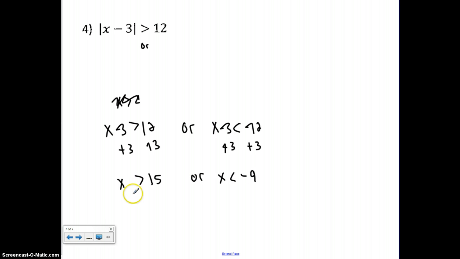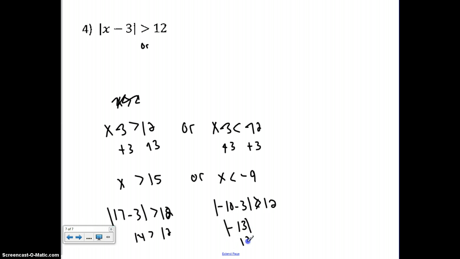So if I choose any number that's larger than 15, it will make the inequality true. For example, if I choose 17, 17 is larger than 15. So if I do the absolute value of 17 minus 3, it should be larger than 12. Well, 14 is larger than 12. That's true. If I choose any value that's smaller than -9, it will make the inequality true. So if I choose -10, if I do -10 minus 3, that will be larger than 12. So I have the absolute value of -13 is 13, which is larger than 12. So that works out.